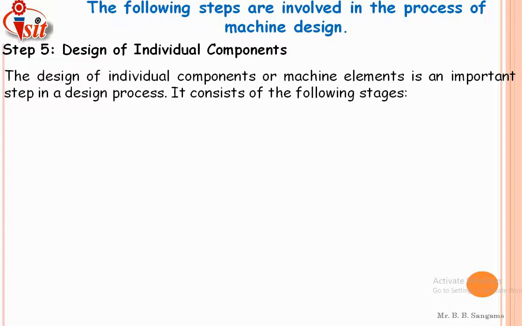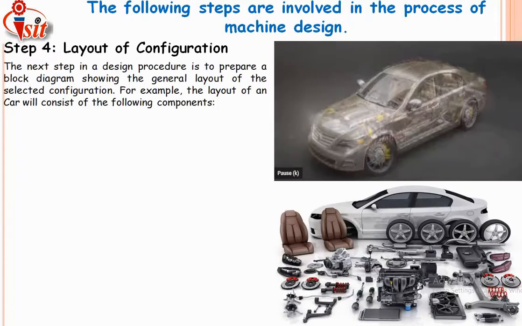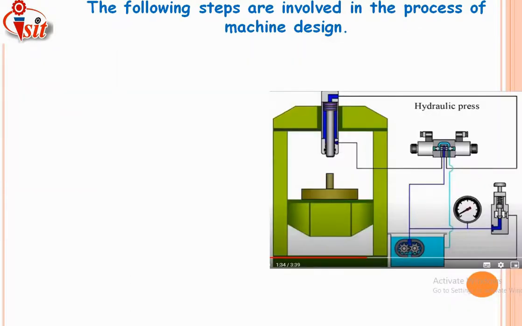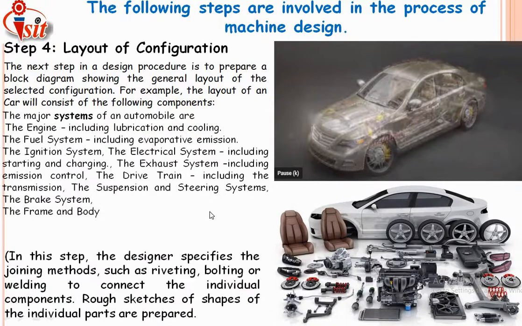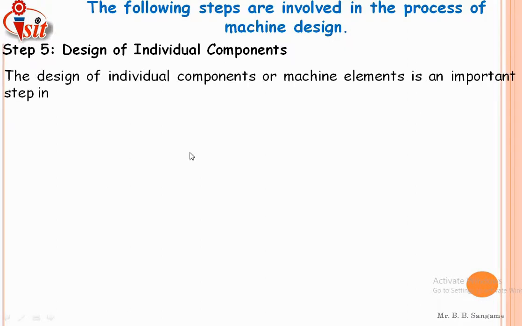First we decided the need, having carried out the market survey. After deciding the need, we gave the product specifications. After deciding the product specifications, we selected the proper mechanism. After selecting the proper mechanism, we prepared a particular layout of configuration. After preparing the layout of configuration, the next step is to design a machine component. Now we have arrived at the main step, the actual design of the machine component.